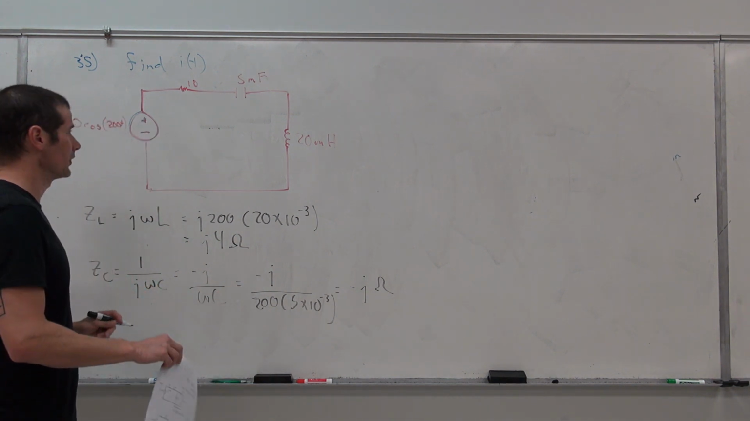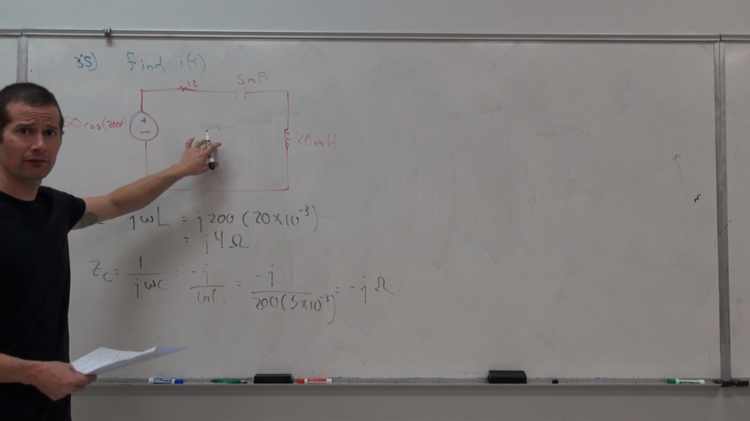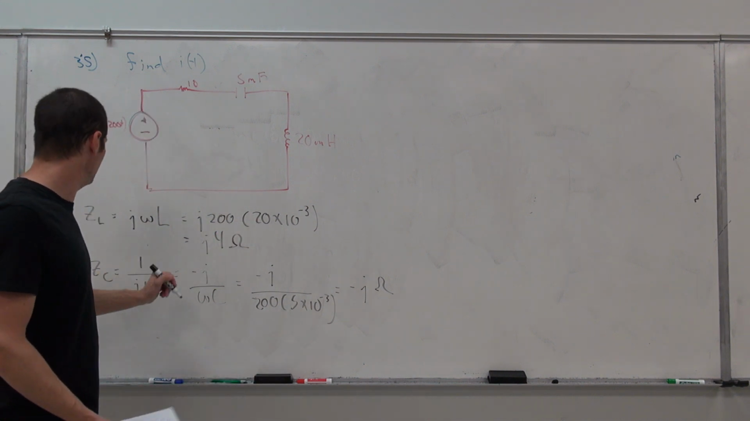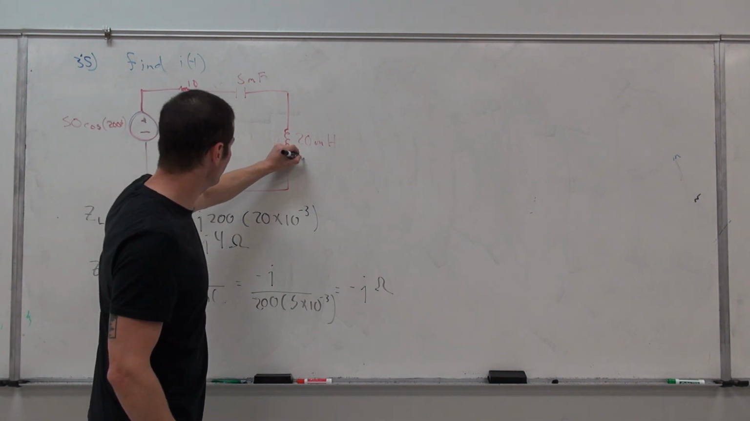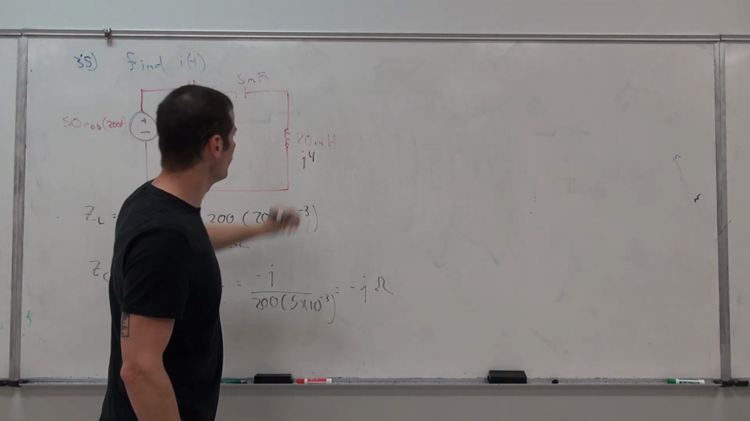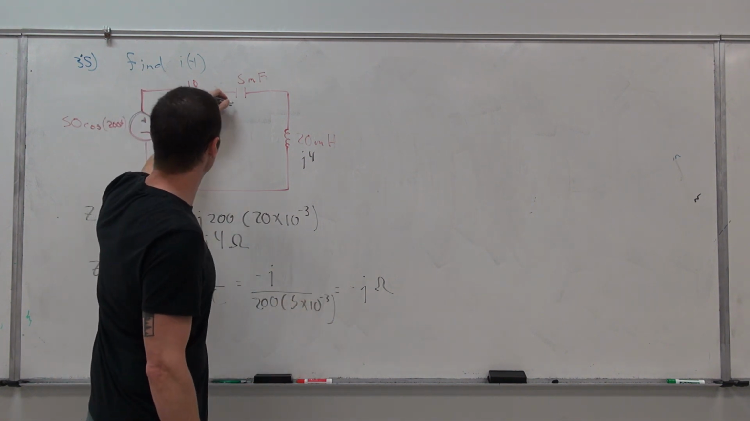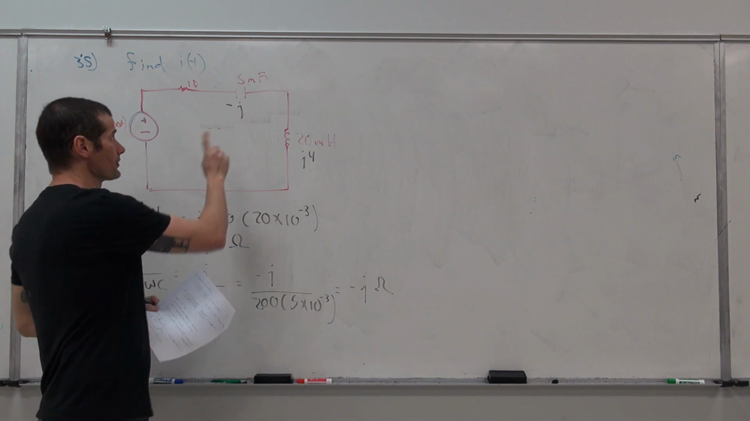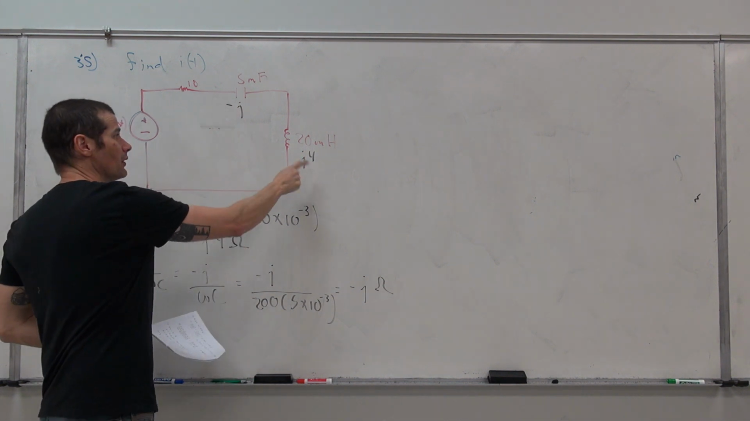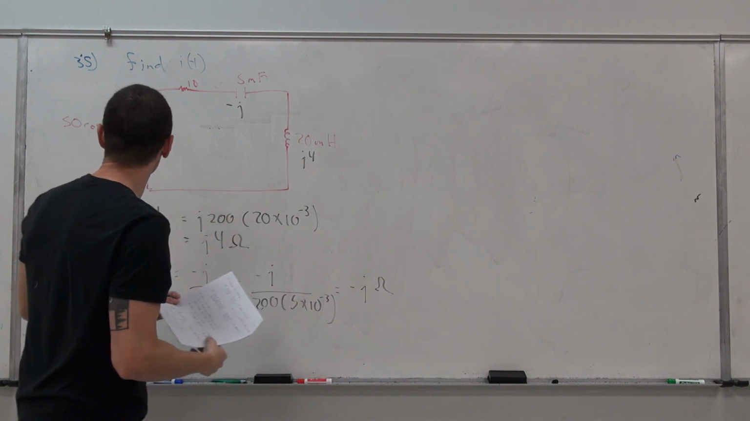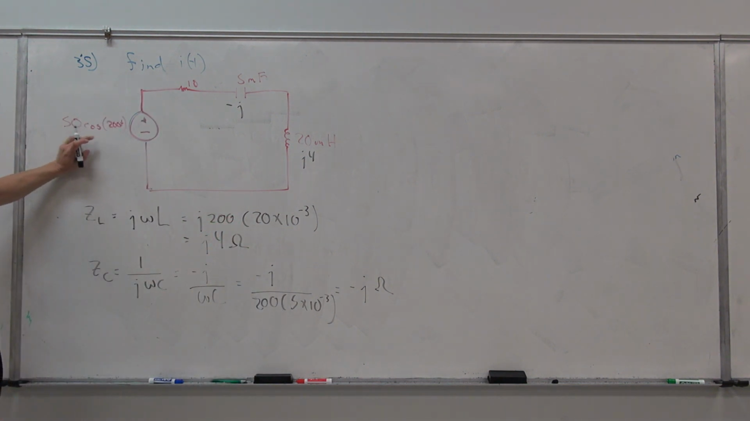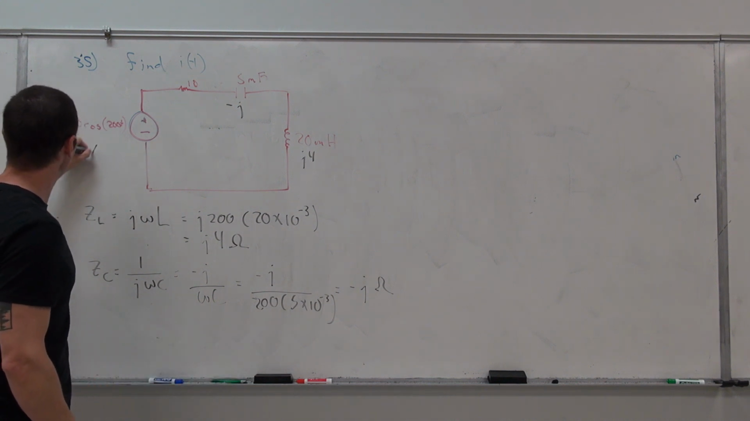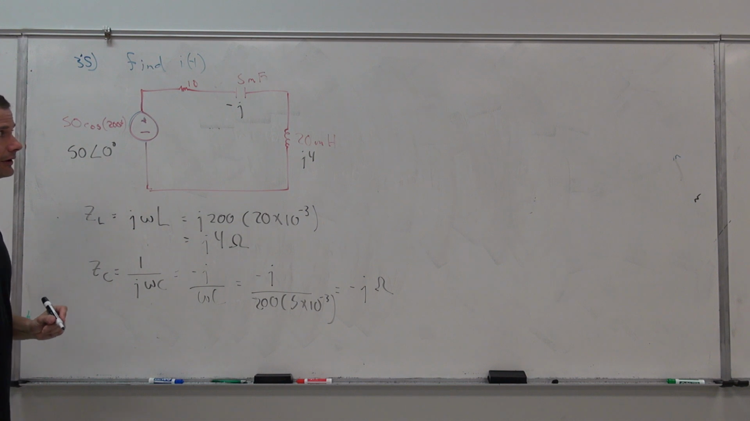All right. So once we've converted everything over, then we can just start applying DC techniques. Here's ZL, we can replace that with j4. Here we have negative j for the capacitor. Always note that the impedance for a capacitor is always going to be negative, and that for the inductor will always be positive. Over here, there's no phase angle, so 50 cosine 200t is just equal to 50 at an angle of 0 degrees.